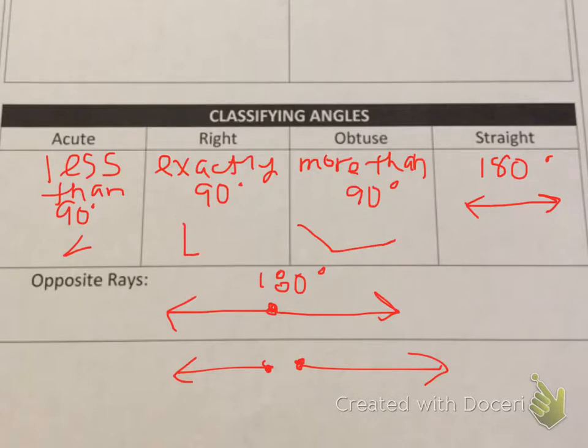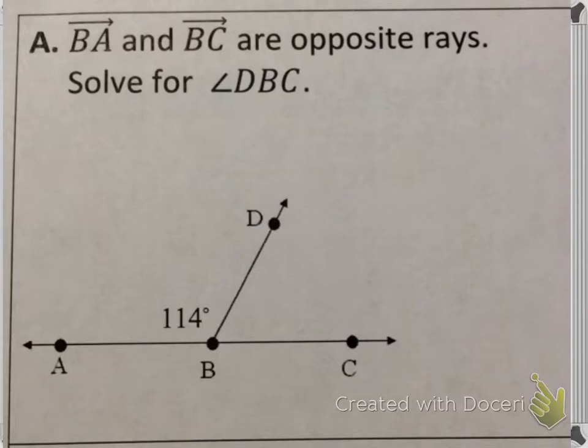All right, now we have our vocabulary down. I think we can get started. So this first example says BA, which is a ray, and BC, which is also a ray, are opposite rays. Solve for DBC. So we're looking for DBC, so the measure of this angle right here.